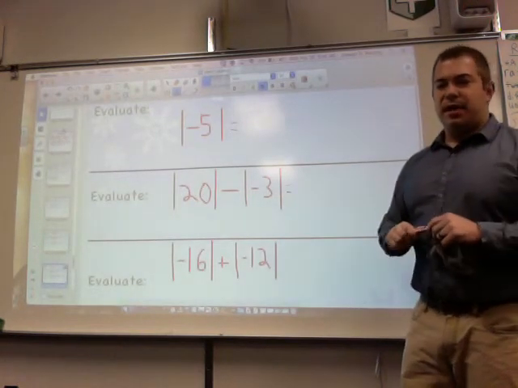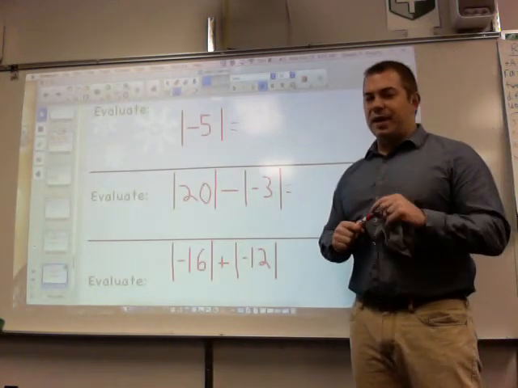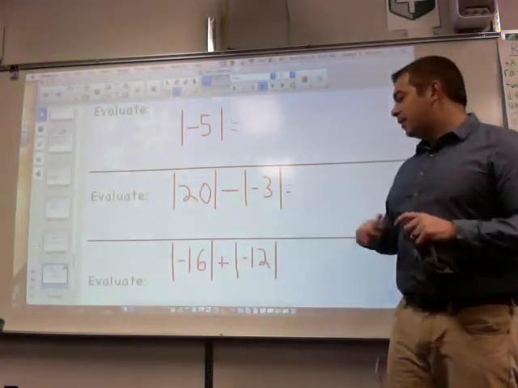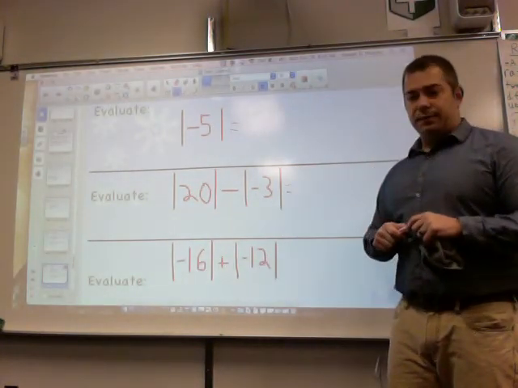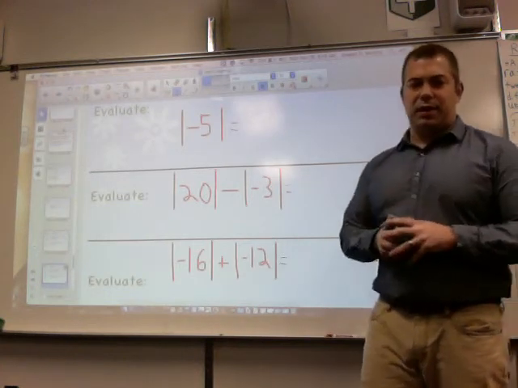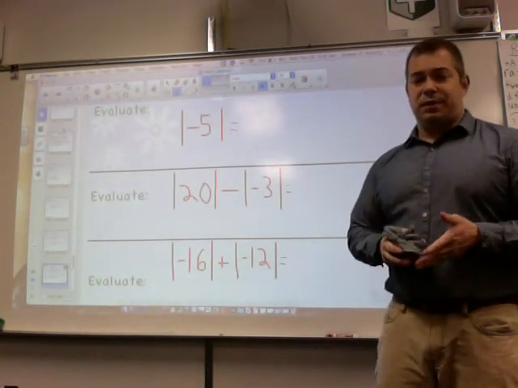And your last problem tonight might seem really difficult, but I think you can handle it. Evaluate the absolute value of negative 16 plus the absolute value of negative 12. All right, solve those, bring them in tomorrow, and try to answer that little question I asked you. What's the opposite of 0? Does it even have an opposite?